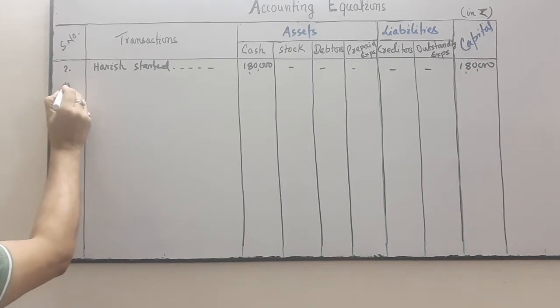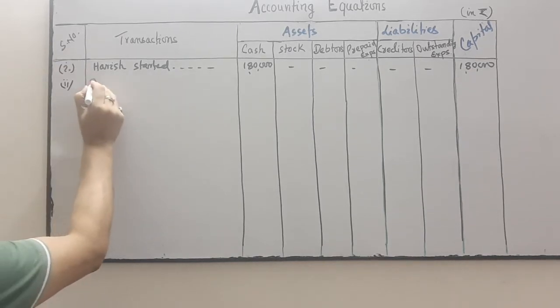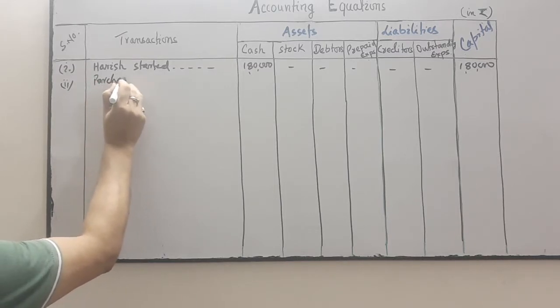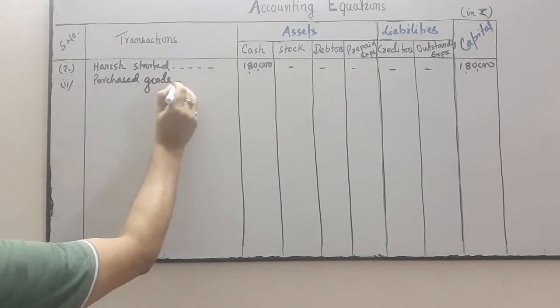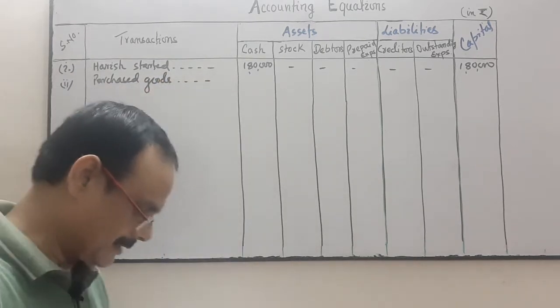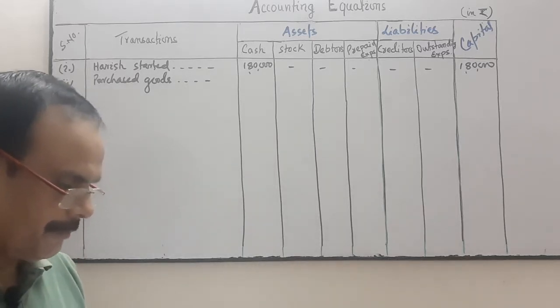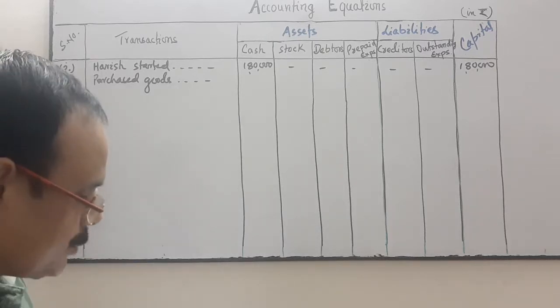Next is purchase goods for cash. So we'll write the second transaction. Purchased goods, write the transaction completely: goods for rupees 60,000 cash and credit rupees 30,000. So purchase goods for cash.